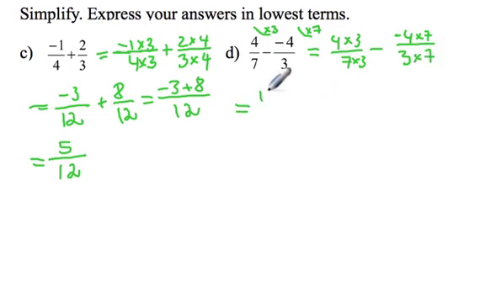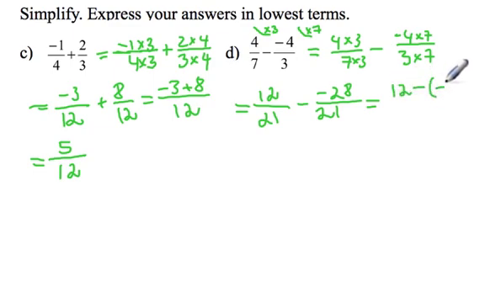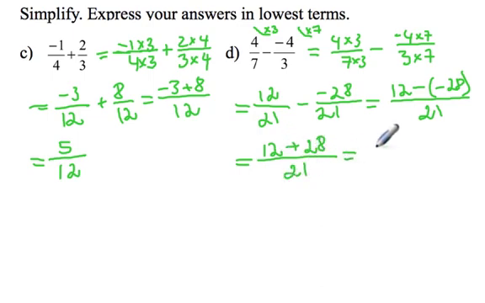And that equals, we have 12 over 21, take away -4 times 7, -28 over 21. Once we have the same denominator for both fractions, we can subtract the fractions. So now we have 12 take away -28, and the denominator remains 21. And that equals 12. Minus and minus, we have a plus now. That's 28 over 21, and that equals 40 over 21.